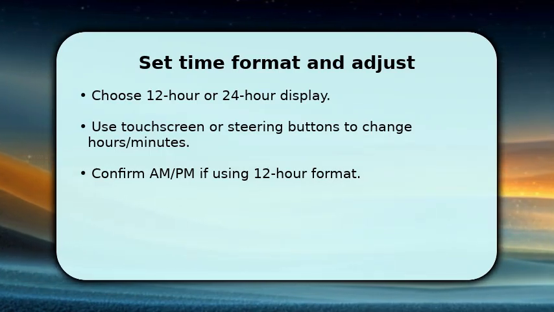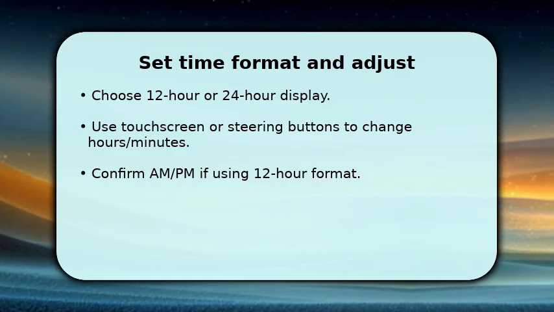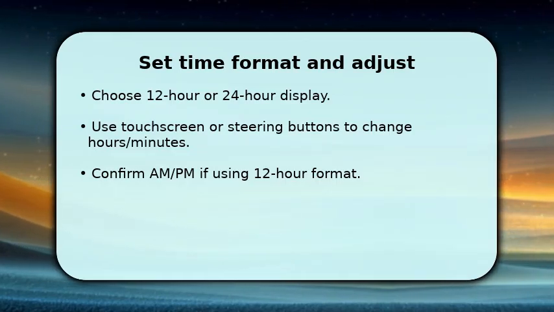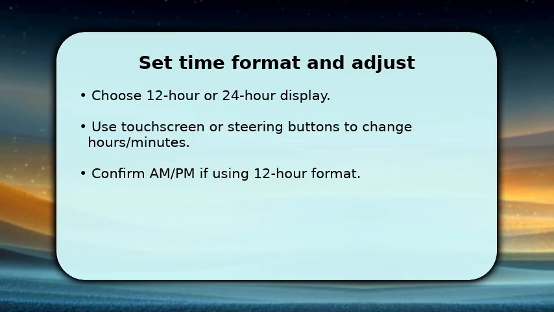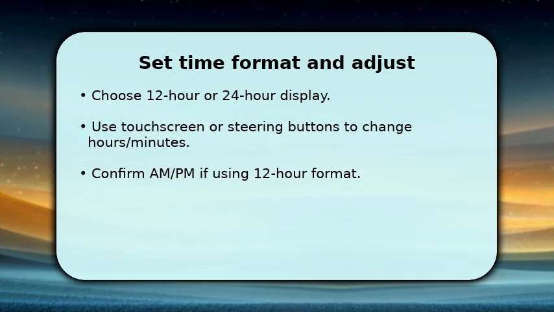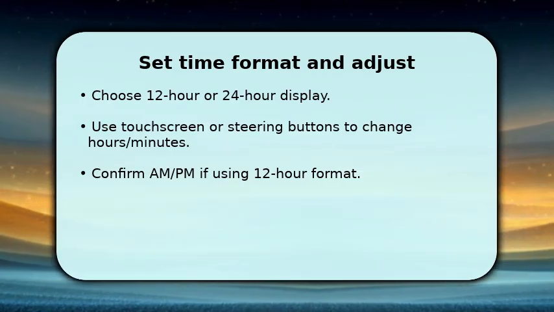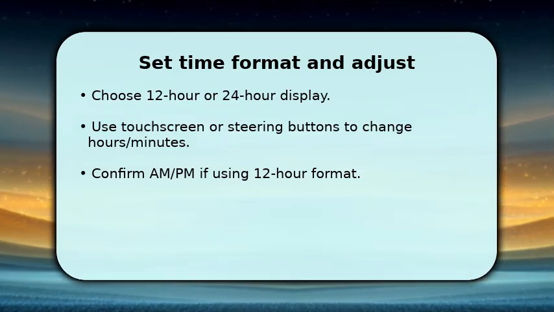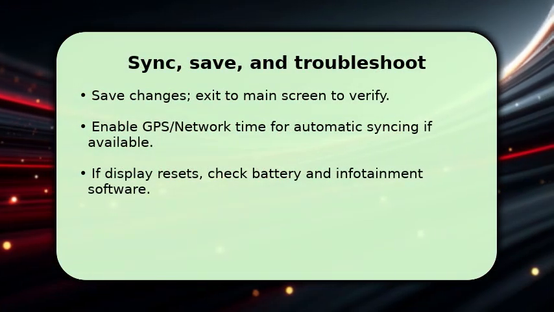Once the time digits show correctly, confirm your selection so the system saves it. If in 12-hour mode, make sure AM or PM is set correctly to avoid a 12-hour error. After you set the time, save the change and exit to the main screen to verify the clock displays correctly.